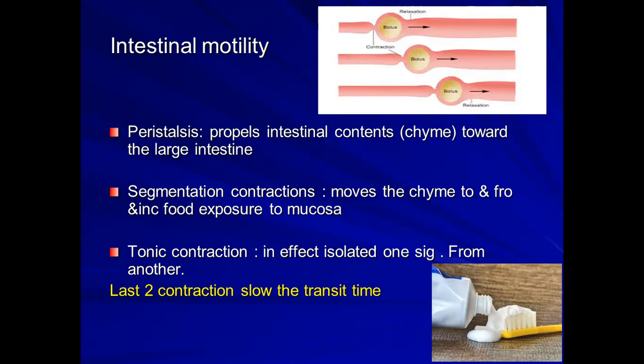The third type of contraction is isolation of one segment from another. The last two contractions slow the transit time, while peristalsis shortens the transit time.